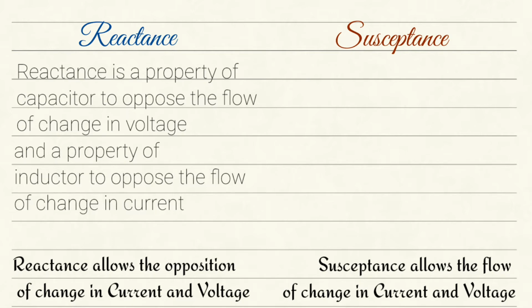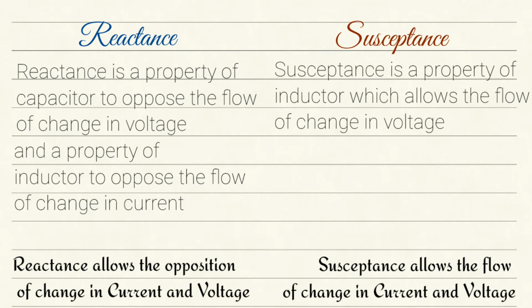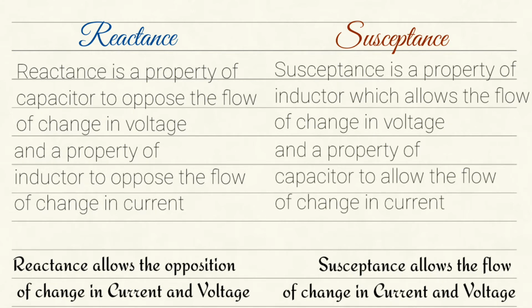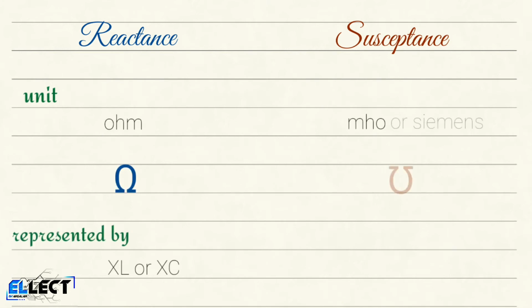There are two types of reactance, inductive reactance and capacitive reactance. So there are two types of susceptance, inductive susceptance as well as capacitive susceptance. Inductive susceptance is the same as capacitive reactance, and capacitive susceptance is the same as inductive reactance. So these are known as the opposite of each other. The unit of reactance is ohm, the unit of susceptance is mhos or Siemens.